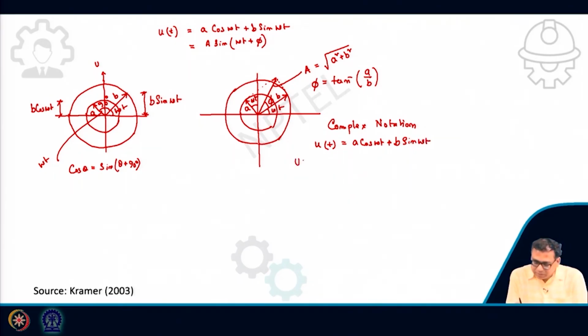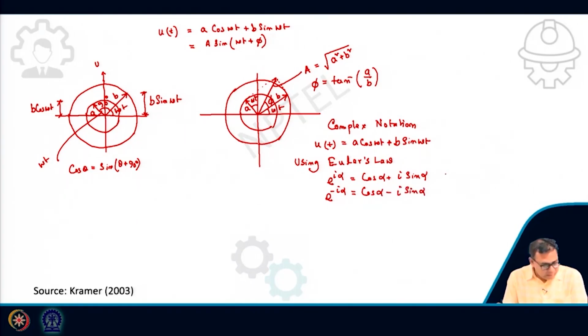Okay, now using Euler's law, what it says is that e to the power i alpha is equal to cos alpha plus i sin alpha, or e to the power minus i alpha is equal to cos alpha minus i sin alpha, where i is equal to root over minus 1, which is an imaginary number.